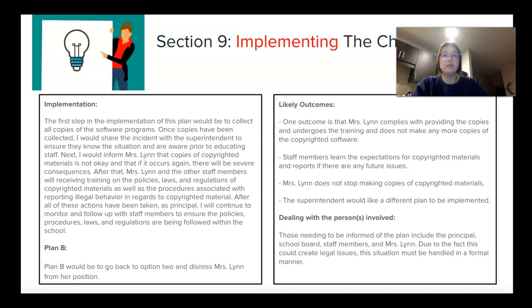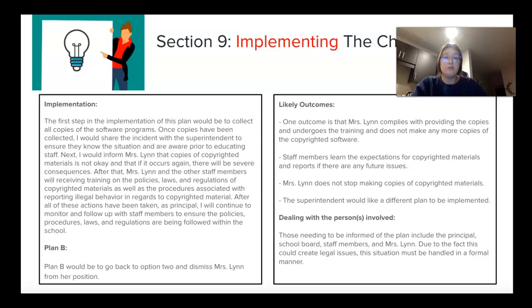Next, I would inform Mrs. Lynn that copying copyrighted material is not okay and that if it occurs again, there will be severe consequences such as termination. After that, Mrs. Lynn and the other staff members will receive training on the policies, laws, and regulations of copyrighted materials, as well as the procedures associated with reporting illegal behavior in regards to copyrighted materials. After all of these actions have been taken, as principal, I will continue to monitor and follow up with staff members to ensure the policies, procedures, laws, and regulations are being followed within the school.